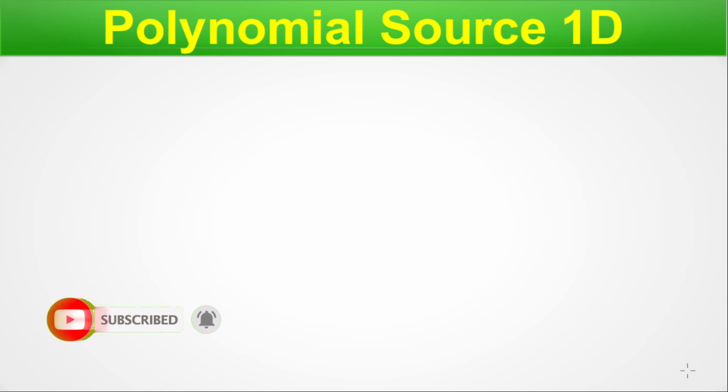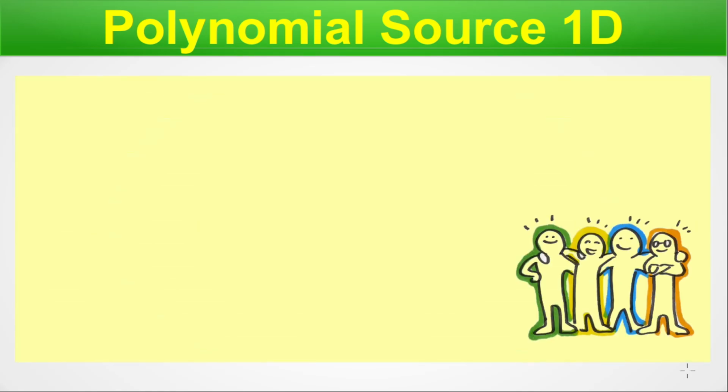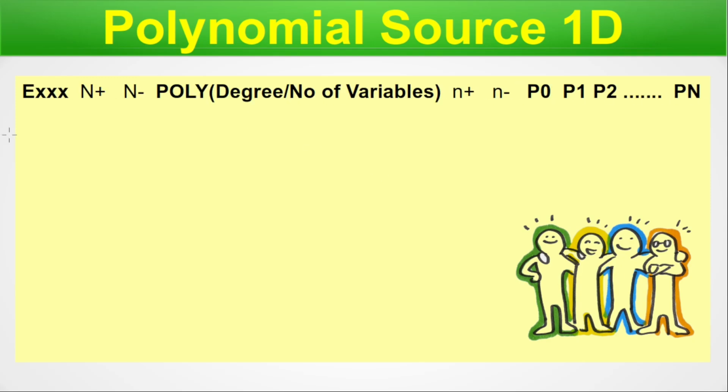That is the one-dimensional. So here you can see that a couple of friends are standing together and we will see a similar thing as for the coefficients. Here is the syntax: it is E, the first letter, and then there will be alphanumeric that you can specify, and then there will be plus node, minus node, then degree of variables, then the plus node, minus node, and then there will be polynomial coefficients. So what does this syntax mean and correspond to?